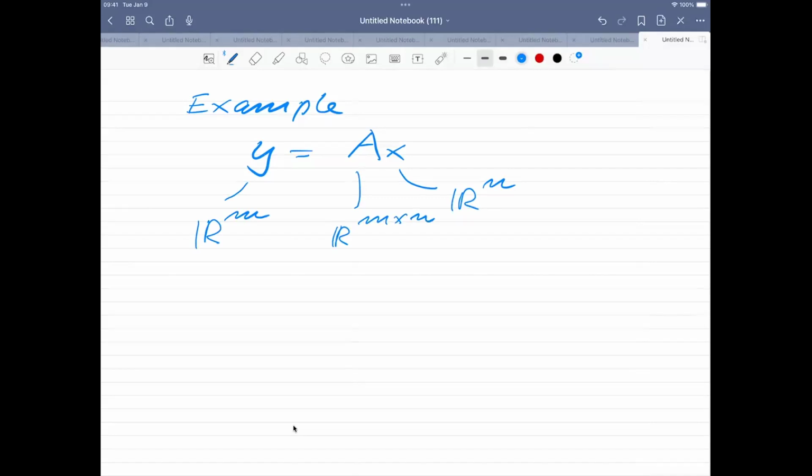Now, what we know then is the following. If we look at a specific component y of i, where all i's go from 0, 1, 2, up to some n minus 1, this is equal to the specific matrix element a_ij multiplied with x of j.